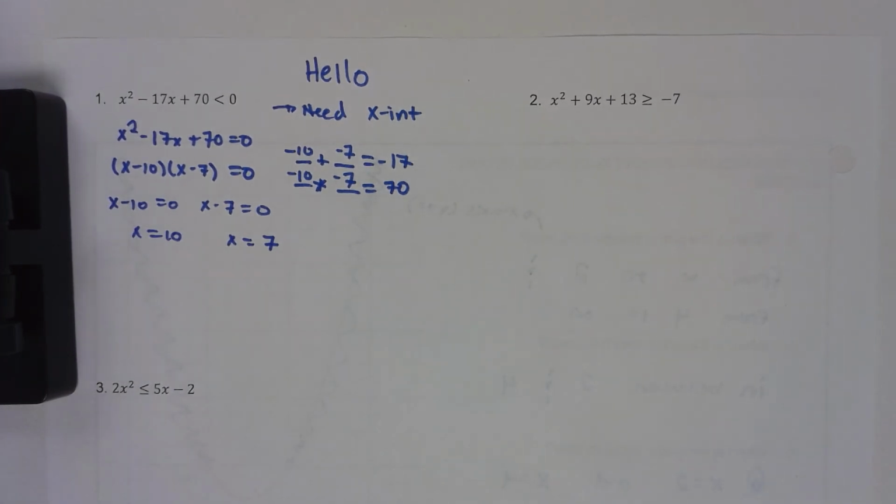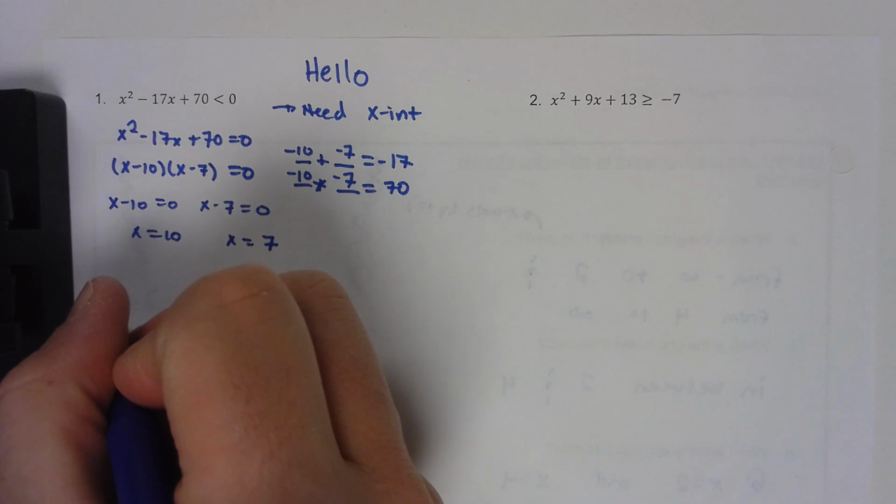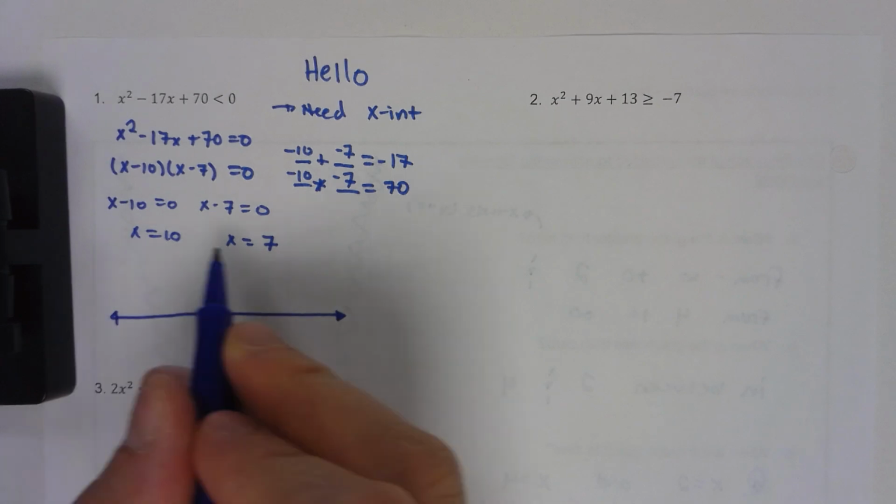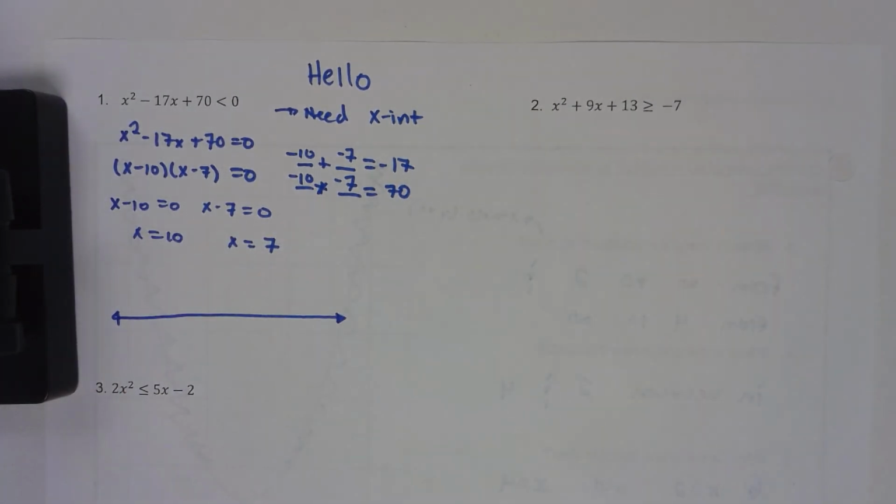Okay, so step number 1, solve the quadratic just like you normally would, so either factor or quadratic formula. The inequality portion we're going to deal with in a kind of roundabout way. So we're going to draw a number line here, and we're going to place these x-intercepts on that number line.